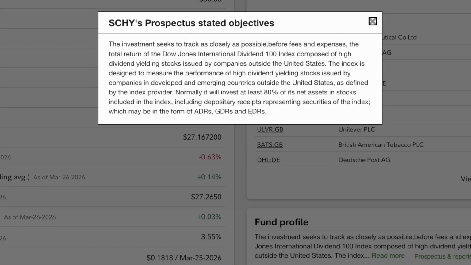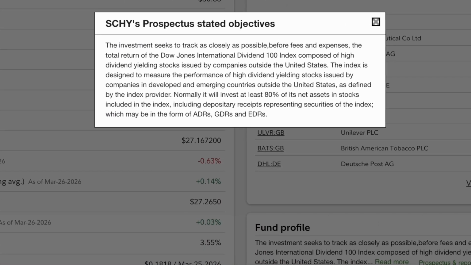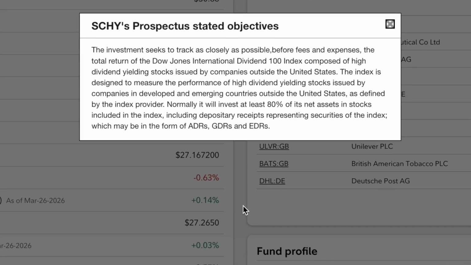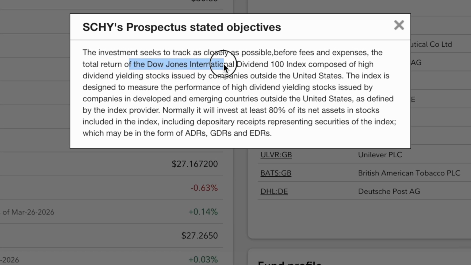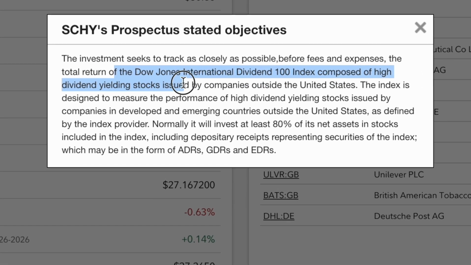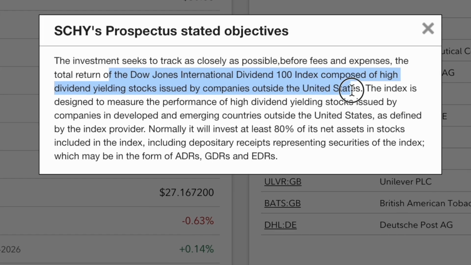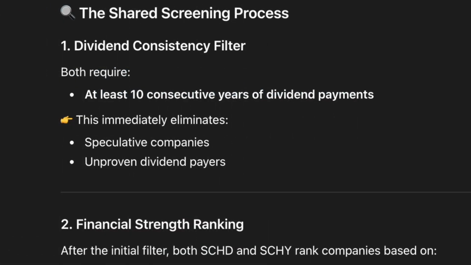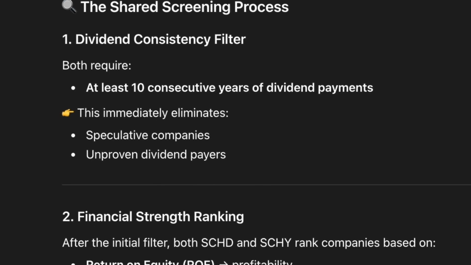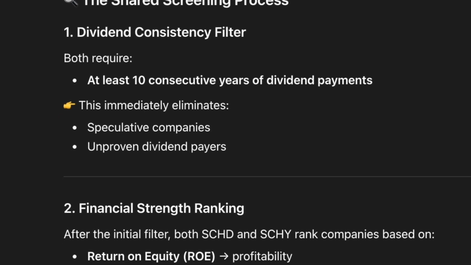This dividend ETF, SCHY, is going to allow you to diversify into international funds that offer dividend income. It tracks the Dow Jones International Dividend 100 Index, composed of high dividend yielding stocks issued by companies outside of the United States. When you buy SCHY, you are getting the exact same filter as SCHD, the most common dividend ETF you see on YouTube.